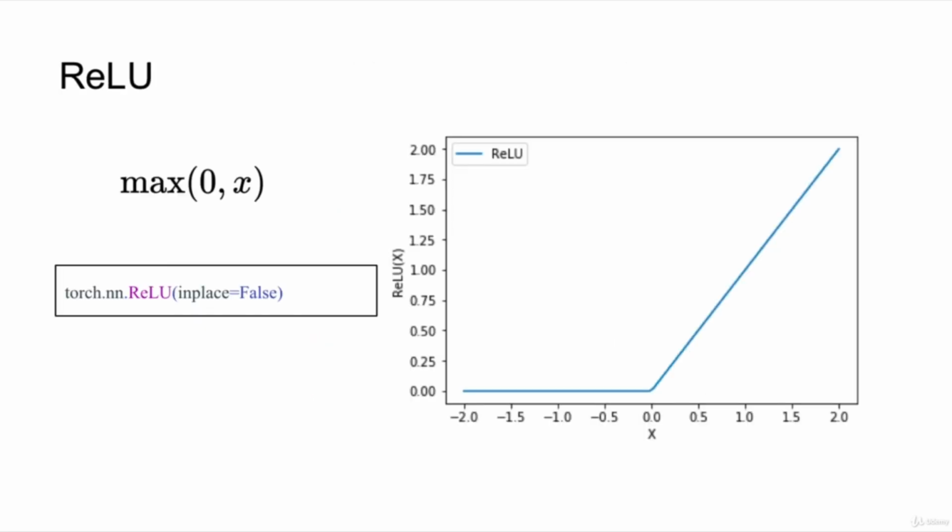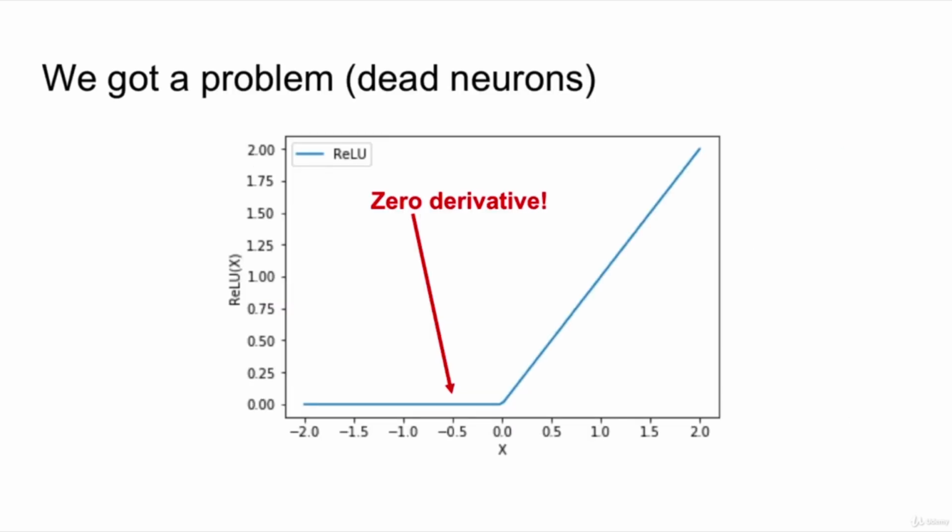Another popular choice of nonlinearity is the ReLU function. It sets the input to 0 if it is negative. It is the maximum of 0 and x. However, it sets the derivative to 0 for half of the inputs. If the input is negative, then the derivative will be 0. Again, it means that your weights will not be updated.